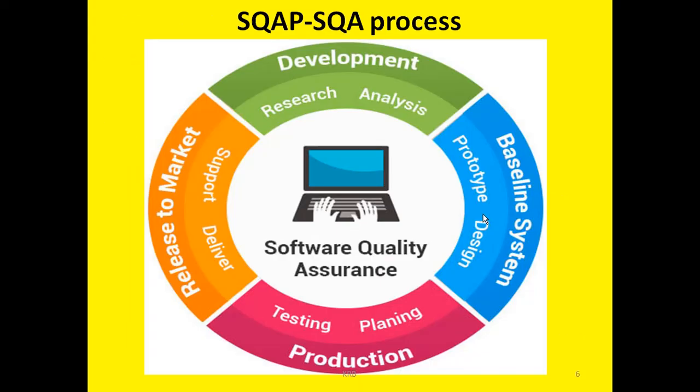Next one is the SQA process. The SQA process basically consists of four different types. That is development, and in development the focus is on research and analysis. Next is baseline system. The focus is on the prototype and design of the product related to the software requirements or user requirements. Next is production, that is after the development of the product, the focus is on testing and planning. Next one is release to the market. After overcoming the defects in the testing part and after planning the strategies for the development, the next process is release to the market. And once the product is released into the market, the focus is on support, that is the feedback of the customers for the product which has been developed.